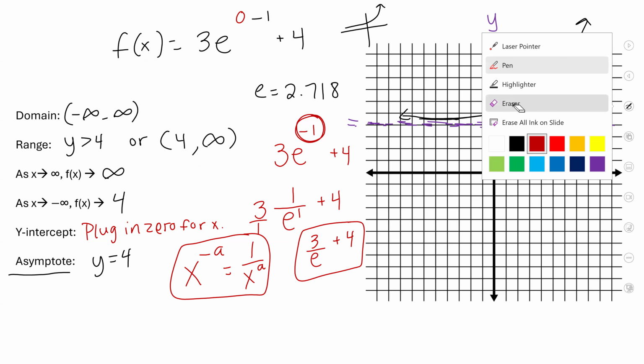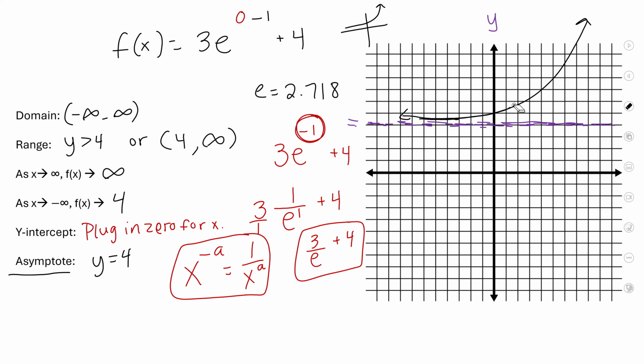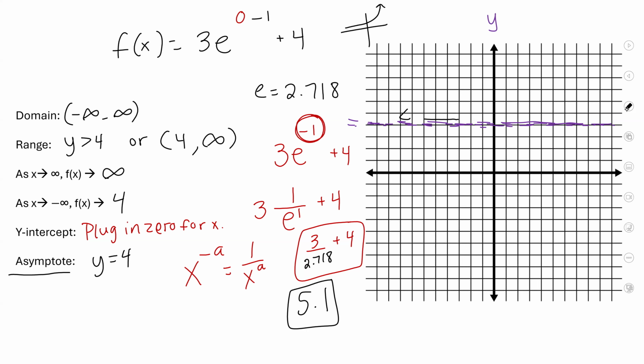Now type this into your calculator. If you don't have an e button, what can you put instead of the letter e? Yep, 2.718. Type this into your calculator. Let me know what you get. Great. So y'all got 5.1. That's about, let me rewrite my graph. 5.1, that's about right here, a little bit above the 5.